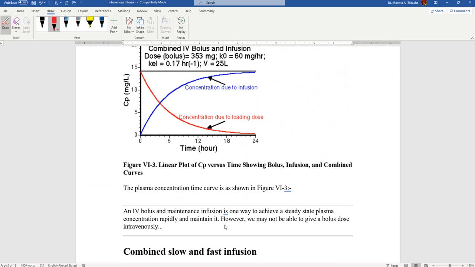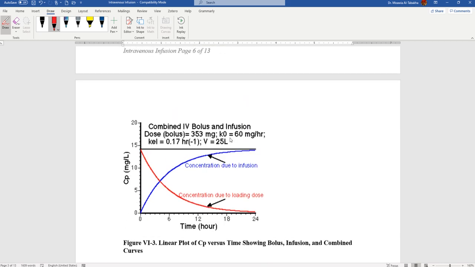But what will I do after that? After that, I will continue with an IV infusion at the rate of 60 milligram per hour so that the concentration remains constant. But don't forget, if I just give an IV bolus and forget about anything else, this is what I will have: a mono-exponential decrease in concentration. And if I give only IV infusion without anything else, this is what I will have: a very long time to reach steady state. This time, as I said, depends on the elimination half-life of the drug.